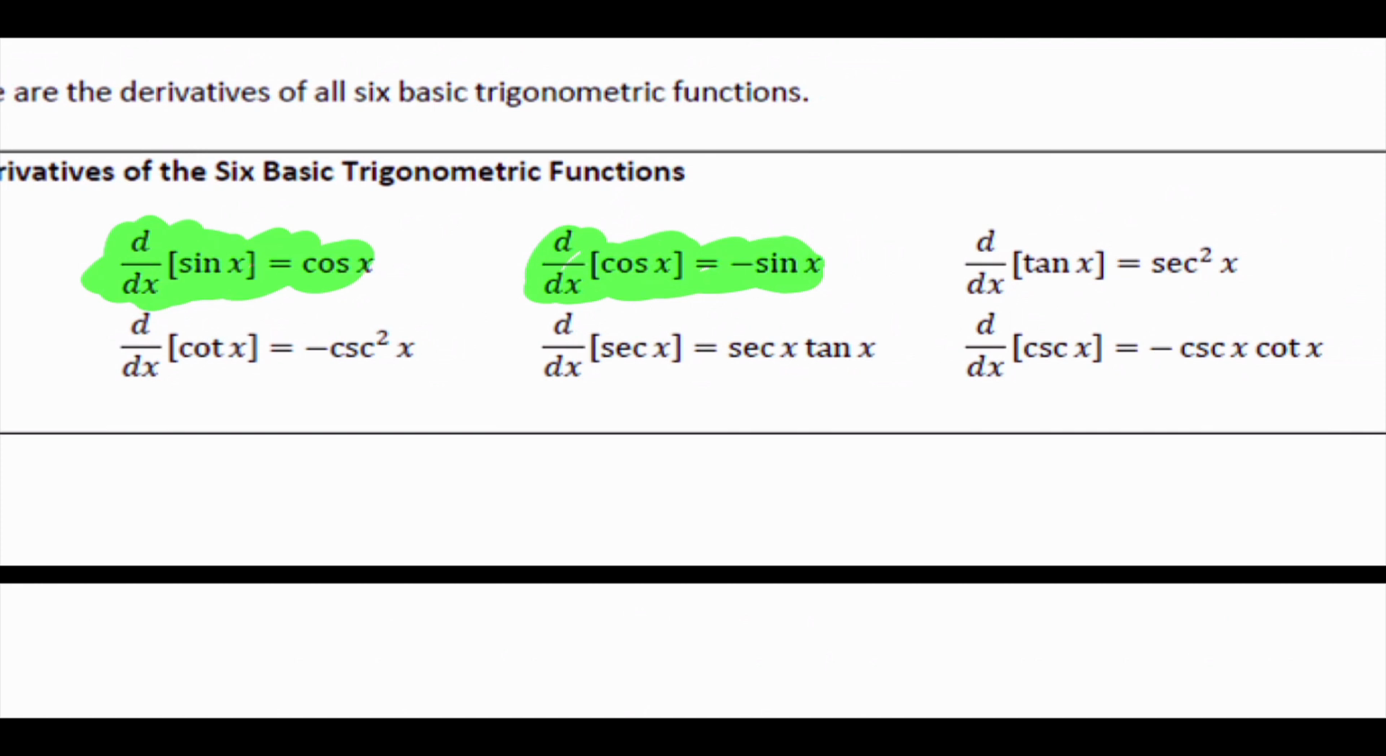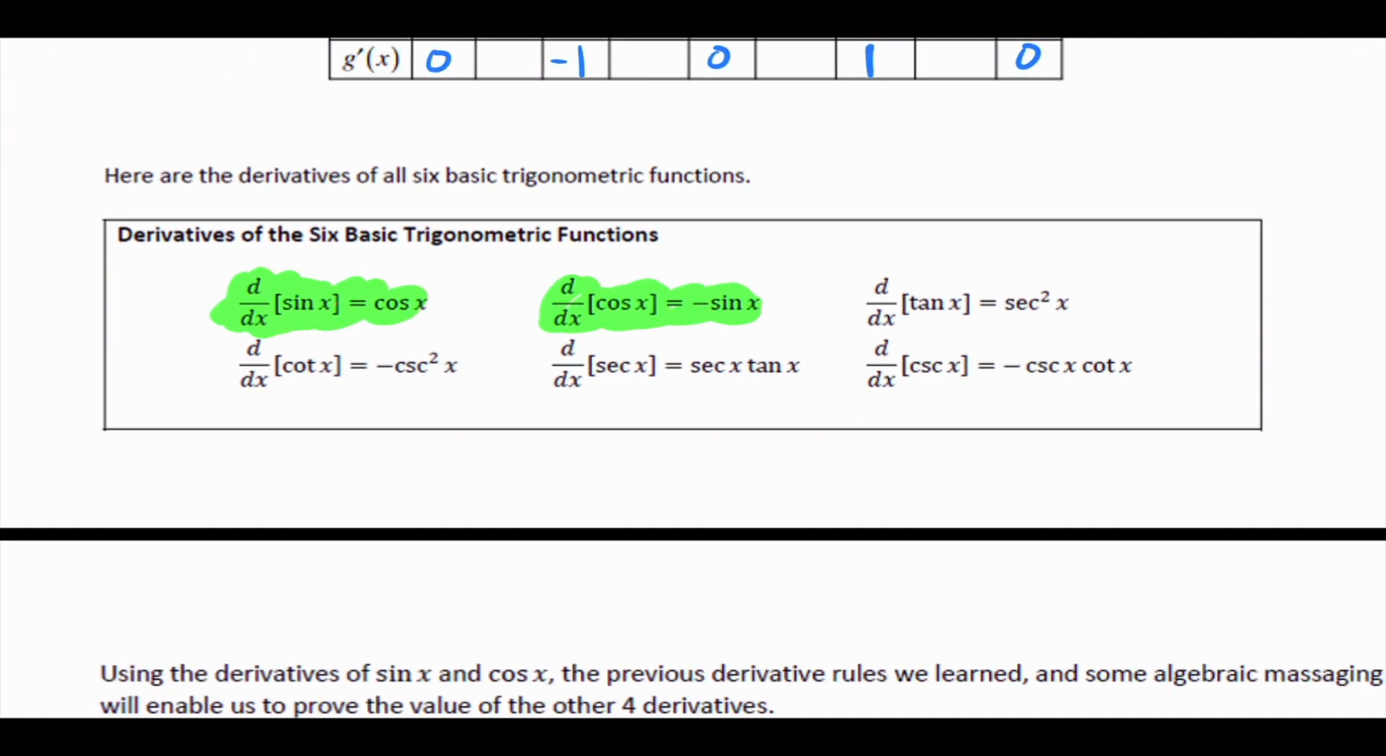I can prove all 6 of these, but I'm only going to prove one more. I proved 2 visually with graphs, right? So I'm going to do tangent. On the next page, we're going to prove why the derivative of tangent is secant squared. Okay? All right, so let's turn it over to the back.